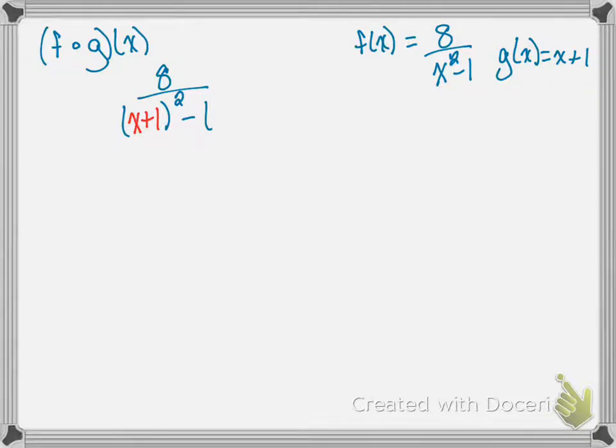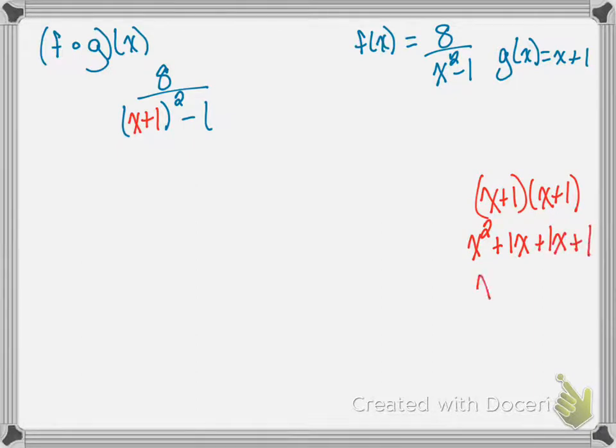So I'm going to simplify my x plus 1 squared. This is x plus 1 times x plus 1, and I had a few questions about that. Don't forget, the x plus 1 squared means you've got to FOIL it. So I've got x times x is x squared, x times 1 is 1x, 1 times x is 1x, and 1 times 1 is 1.